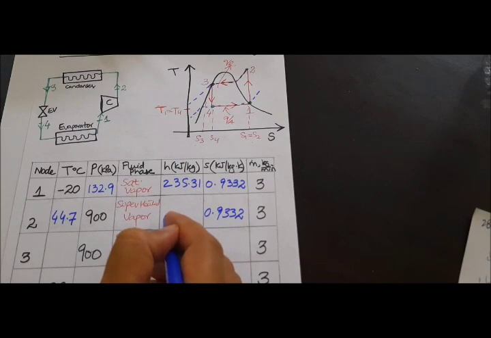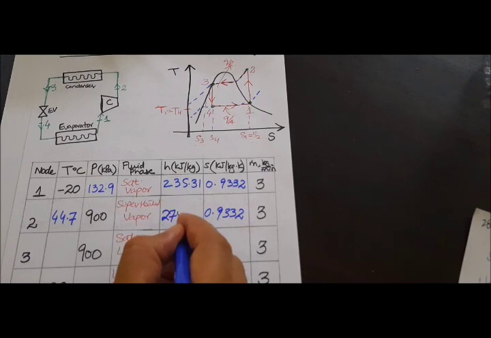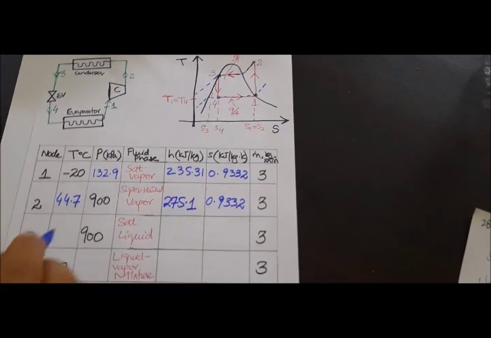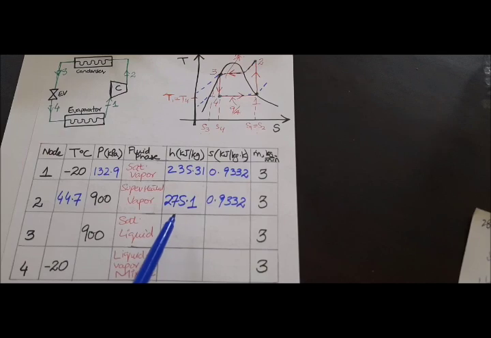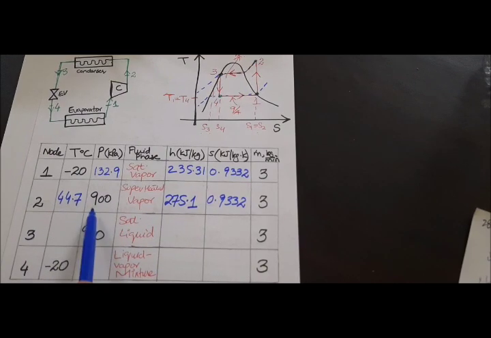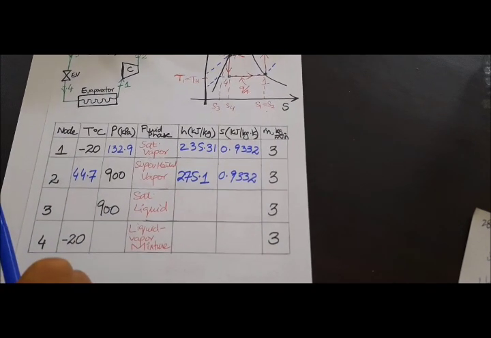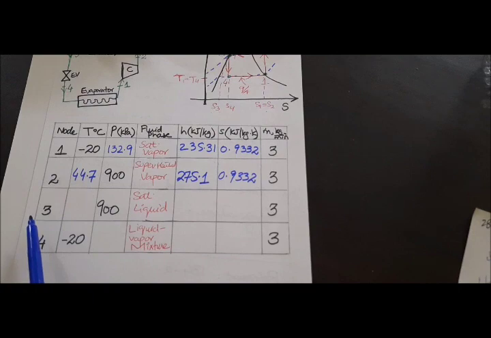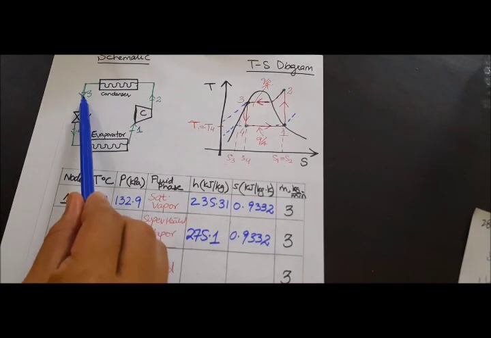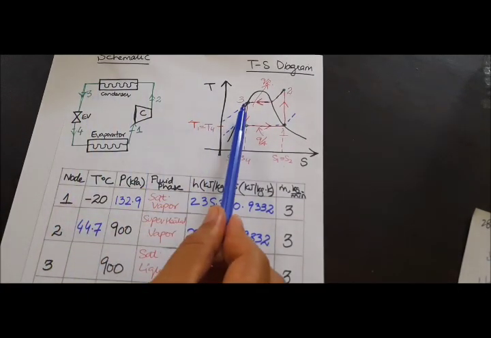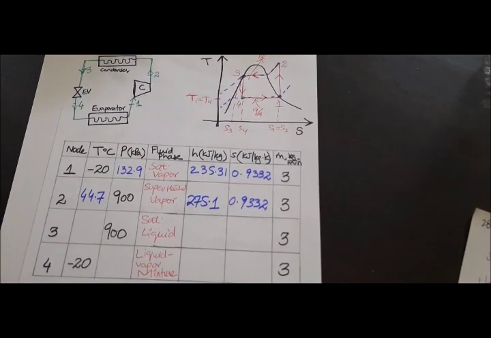And the enthalpy would come out to be 275.1. So now you can see that we have found this out with the help of the known pressure and the entropy, which was the same as that of S1. Now in the third stage, the condensation has been done and the refrigerant has been converted into saturated liquid.